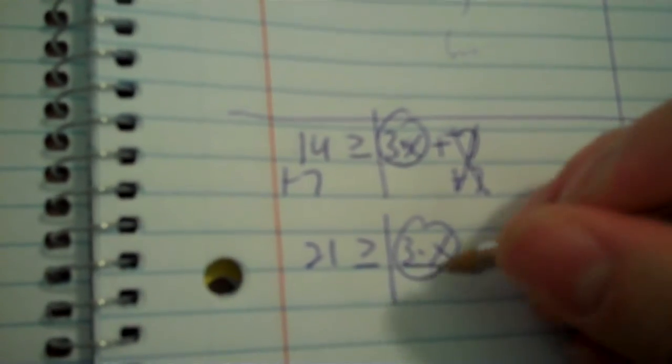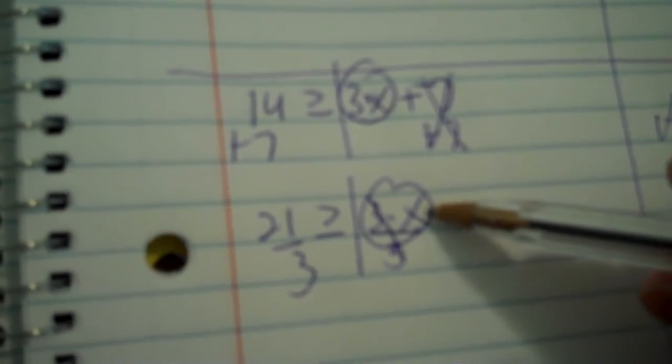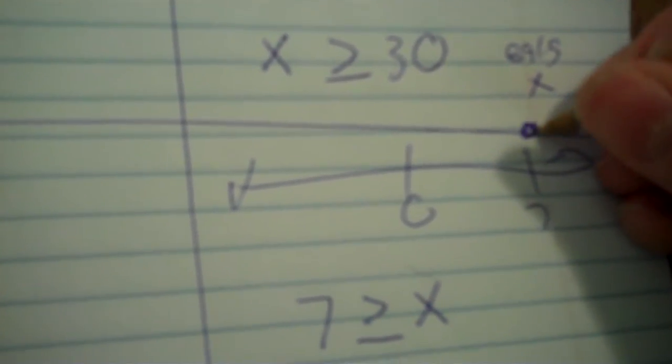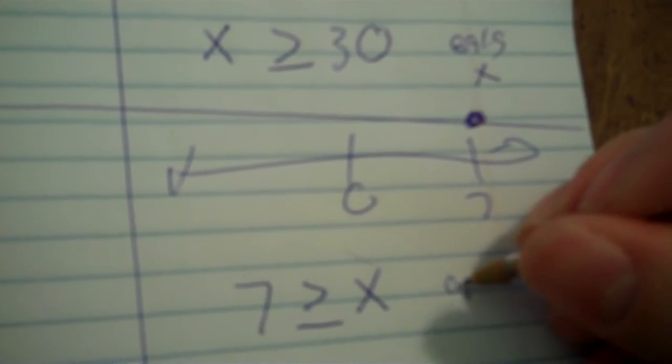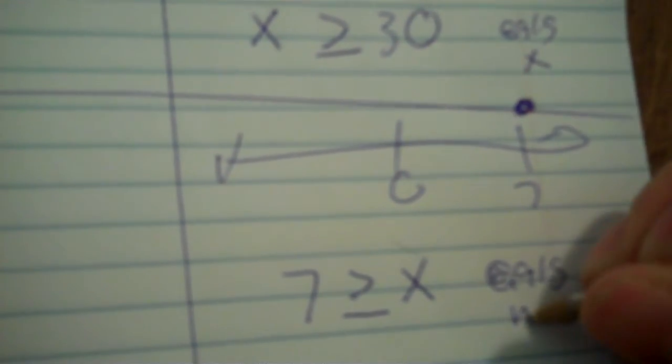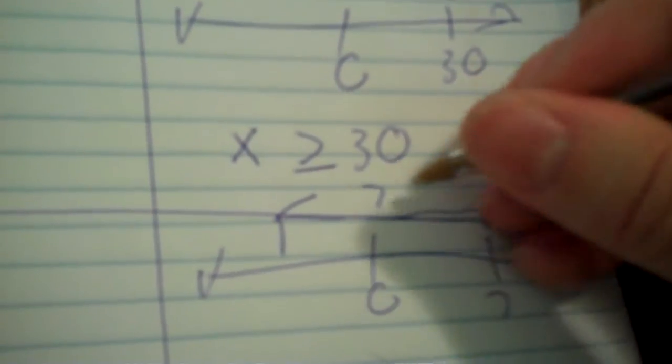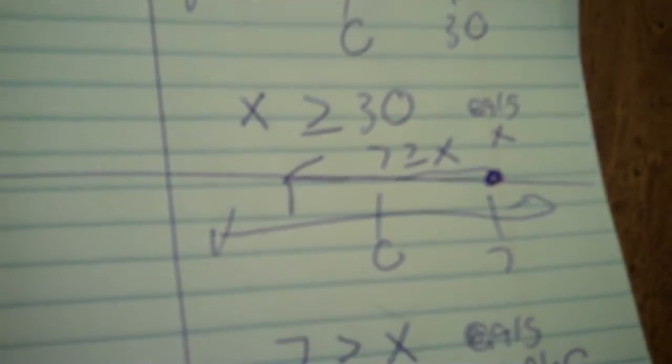Now we can divide, and that means we can jump over here, because now the x is by itself, but it's after the symbol, so it has to go after the symbol. 21 divided by 3 is 7. Circle, fill it. It opens, it eats the number, okay? So we're going this way. So 7 greater than or equal to x, okay?